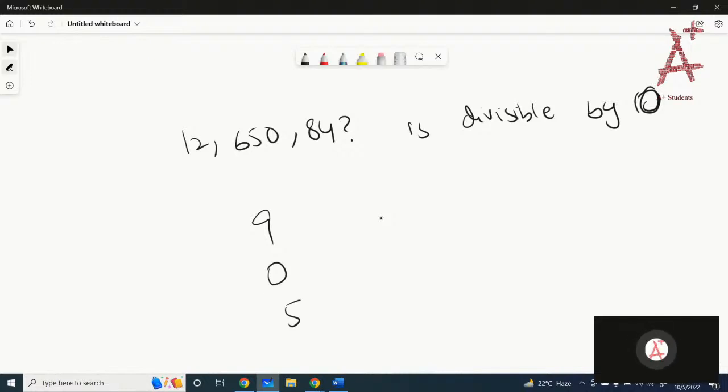Yes, it is 0, because the divisibility rule for 10 is if the number is divisible by 10, the ones digit is always 0. So if you are given that the number is divisible by 10, that means the ones digit must be 0 in this case. Got it?